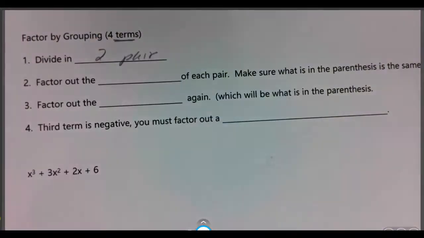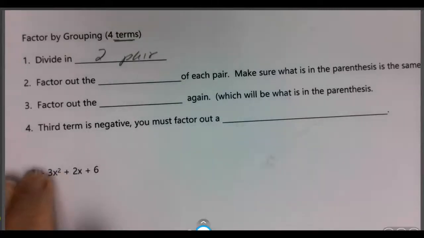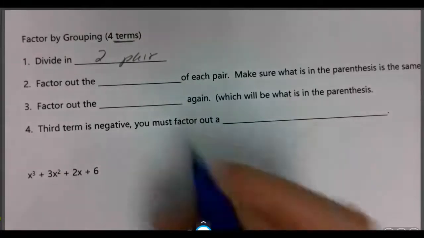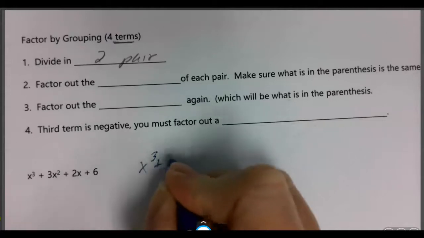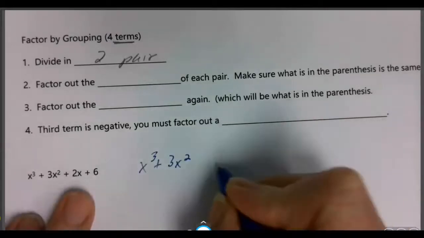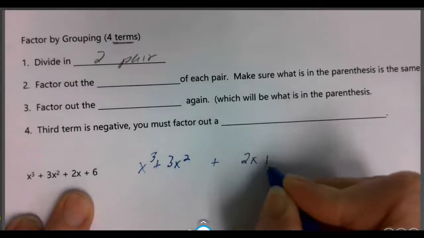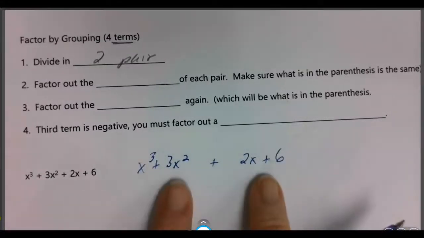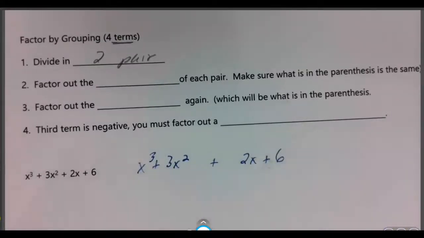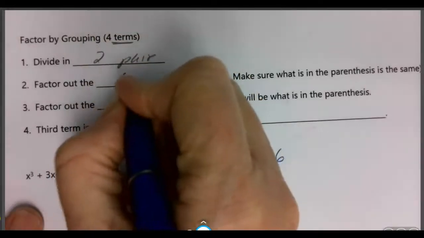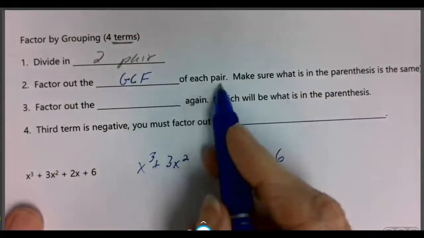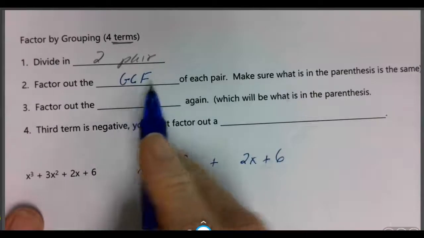Now, this first step I will only do this first time. From then on, I'm just going to look at the 2 pairs. So I'm going to just give it a little space. So I have x cubed plus 3x squared, and I have 2x plus 6. So I'm looking at the 2 pairs, okay? Now I'm going to factor out the greatest common factor of each pair.